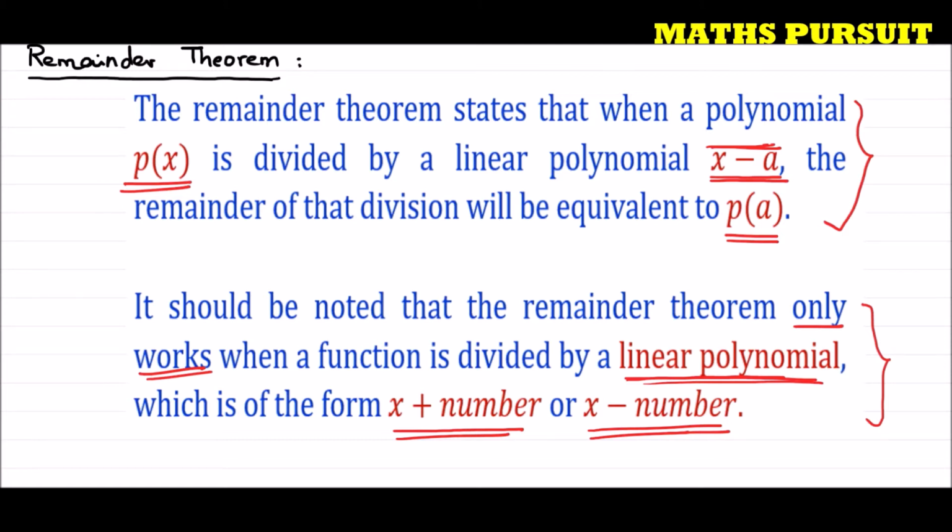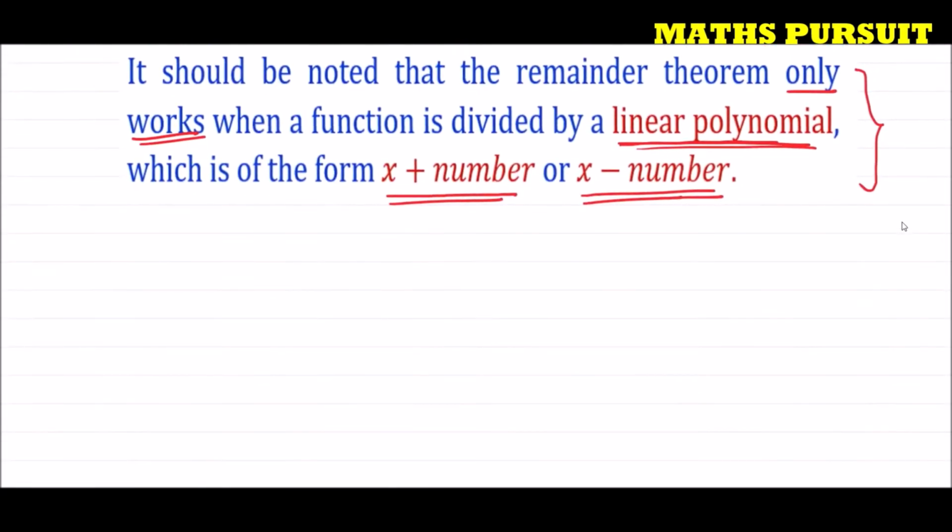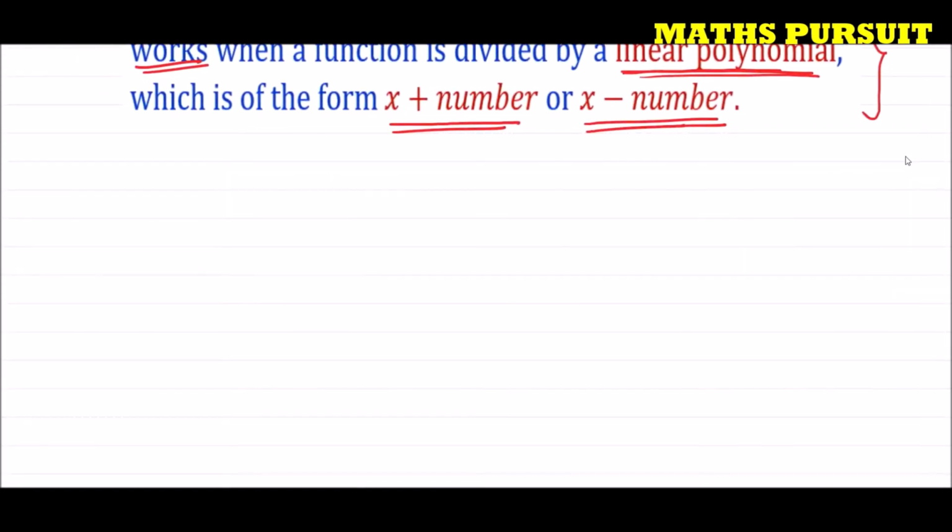So again, let me read out. The remainder theorem states that when a polynomial p(x) is divided by a linear polynomial x minus a, the remainder of that division will be equivalent to p(a). So let us try to derive how this exactly works, let us try to prove this remainder theorem.